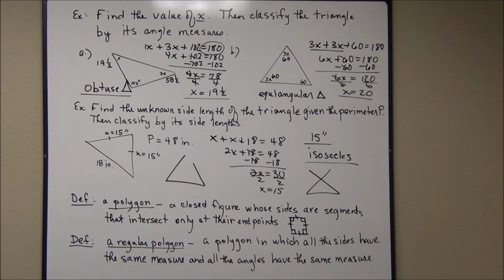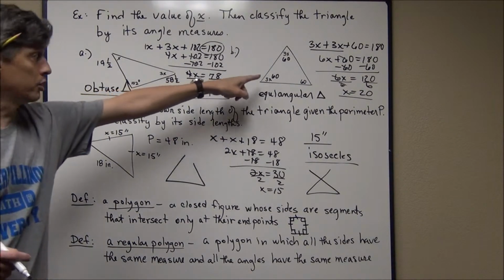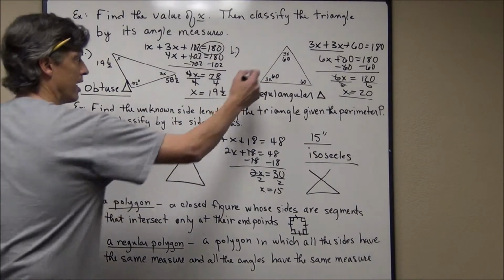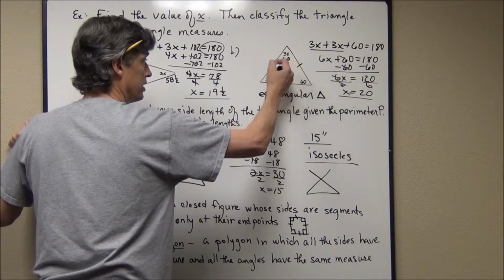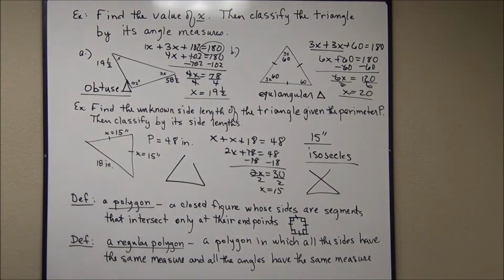So is an equilateral or equiangular triangle. Because as this turns out, not only are the angles all the same measure, the sides are all the same measure, because equiangular and equilateral go hand in hand. That's a regular polygon. So we're going to discuss this in more detail and do some specific types of polygons.